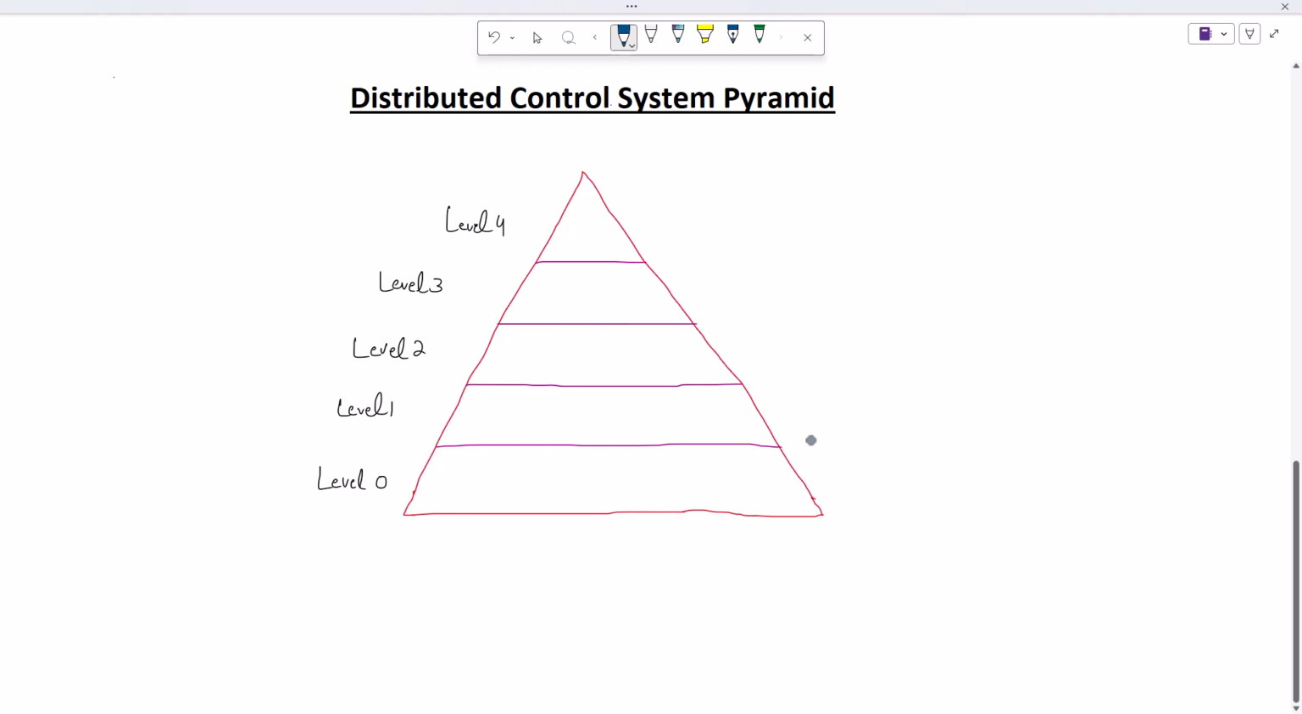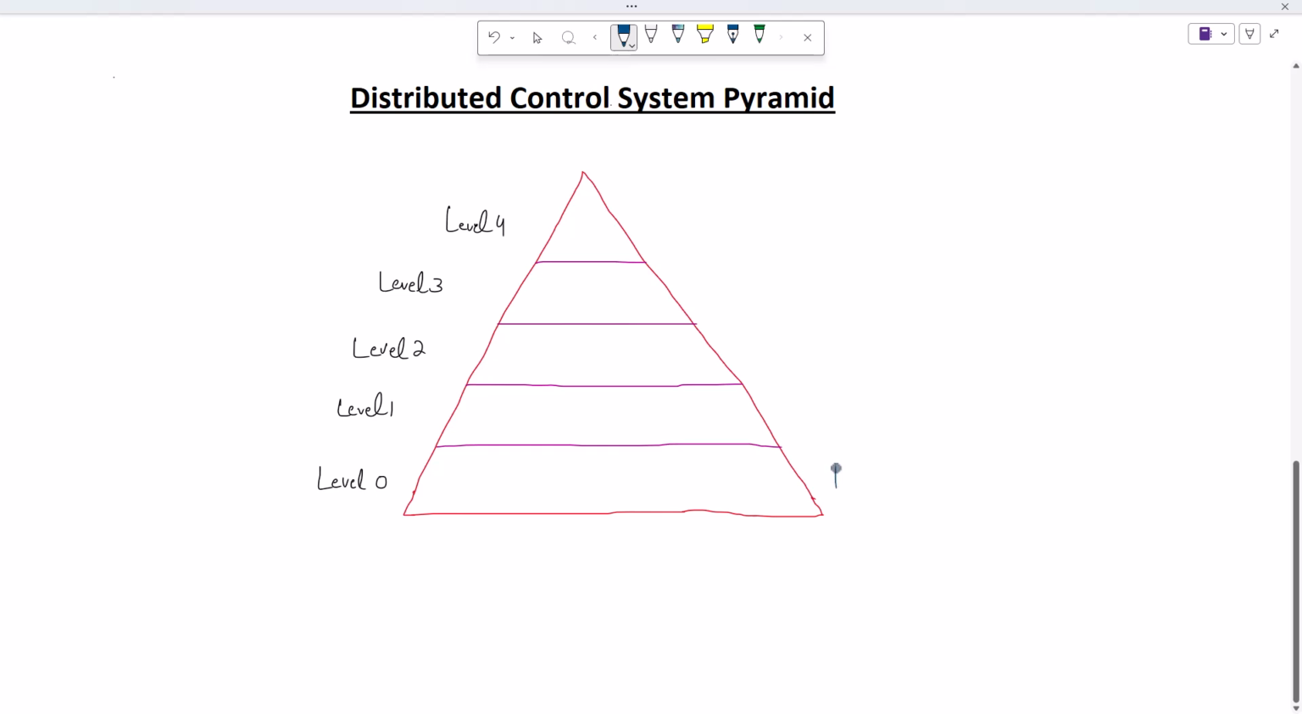Hello and welcome. In this video, we will explain the various levels of a DCS pyramid. We will start from the level 0, the very basic level, and we will move upward all the way up to level 4 of the DCS pyramid. The level 0 starts with the field level.